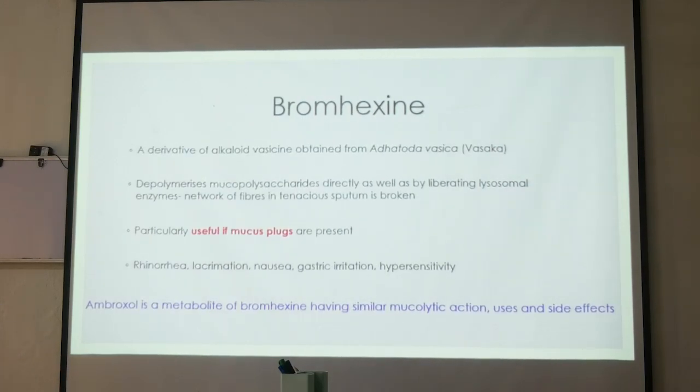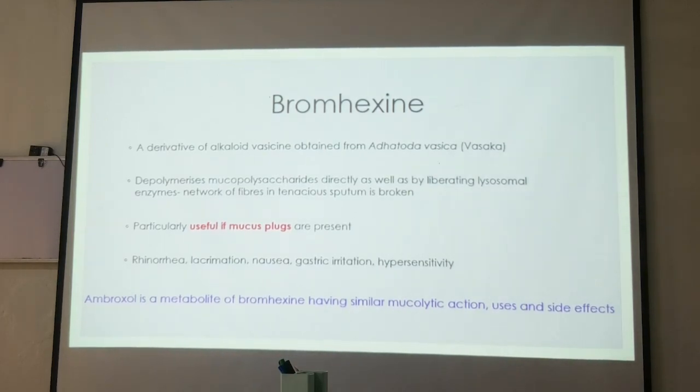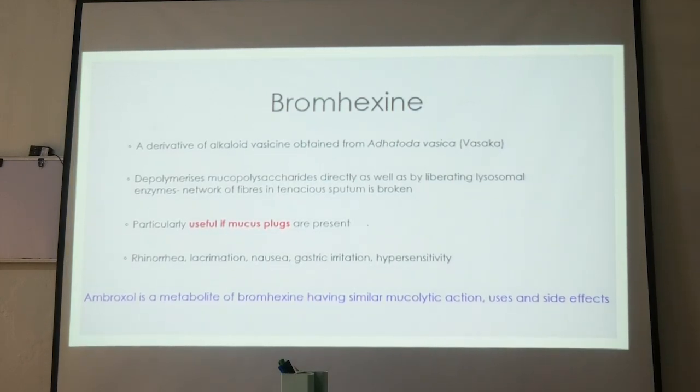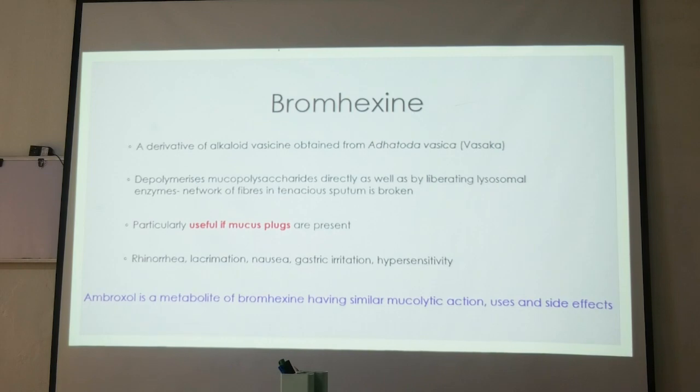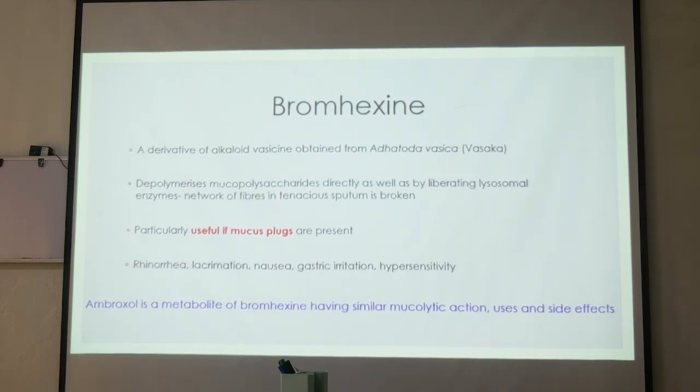Bromhexine is basically a mucolytic. It is a derivative of the alkaloid vasicine obtained from Adhatoda vasica. What happens? It depolymerizes the mucopolysaccharides in the sputum and liberates lysosomal enzymes. So the network of fibers in the mucus is broken down, and thus the viscosity is decreased. It is particularly useful in patients having mucus plugs. Rhinorrhea, lacrimation, gastric irritation and nausea are some of the side effects. Ambroxol is a metabolite of bromhexine having similar action.